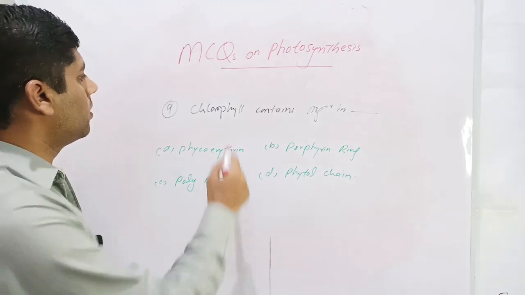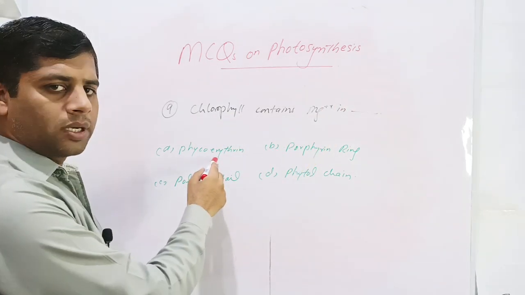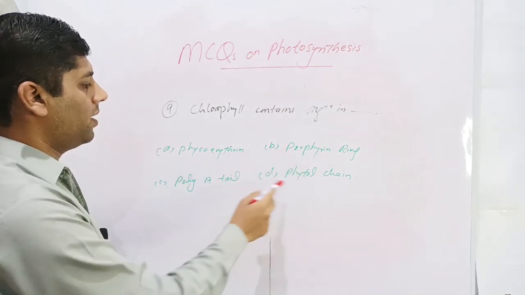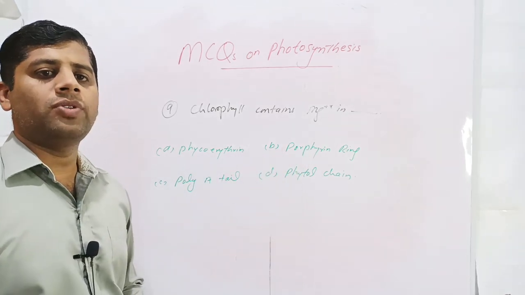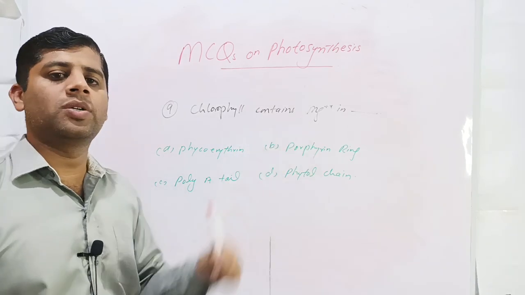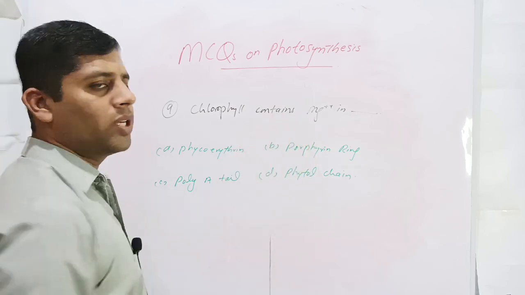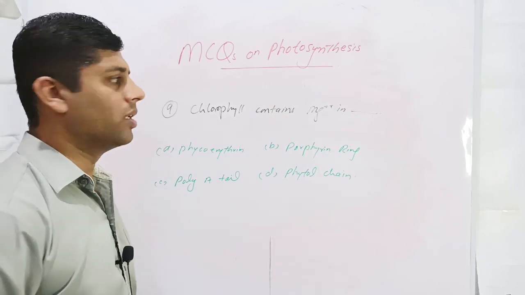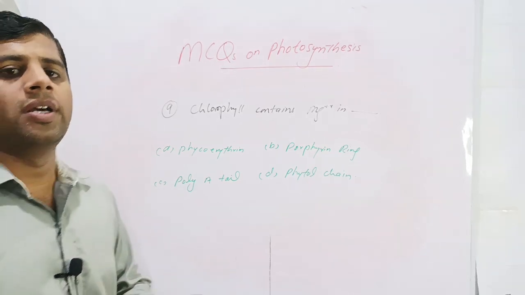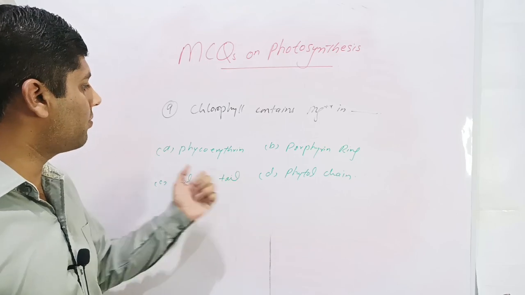Next question is: chlorophyll contains magnesium in dash. Given options are phycoerythrin, porphyrin ring, poly A tail, and phytol chain. As we have discussed in the previous MCQs, the magnesium ion is present in the chlorophyll. It is the component of chlorophyll. The question here is where the magnesium is located in the chlorophyll. We know that the chlorophyll has two parts, the head and tail. Magnesium is the central component of the head of the chlorophyll. So where is the head of chlorophyll?